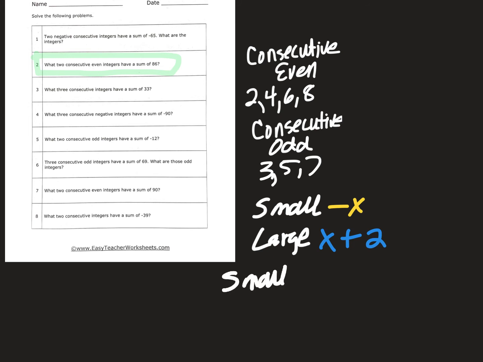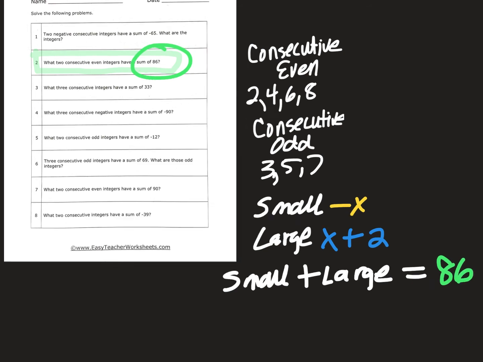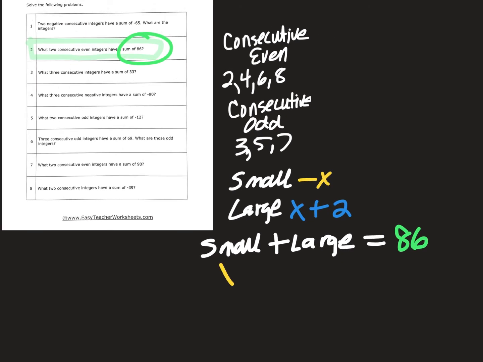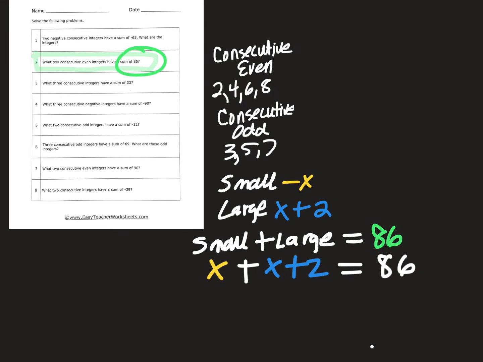So where it says 2 consecutive even numbers, we would say our small plus our large is equal to, it's telling us 86 in that problem. So you're going to do x plus x plus 2, and that will be equal to 86. So if it's consecutive even or consecutive odd, they're just going up by 2 every time instead of going up by just 1. But you still solve it the same way. So this would be 2x plus 2 because you would put those together because they're on the same side, and then just solve them from there.